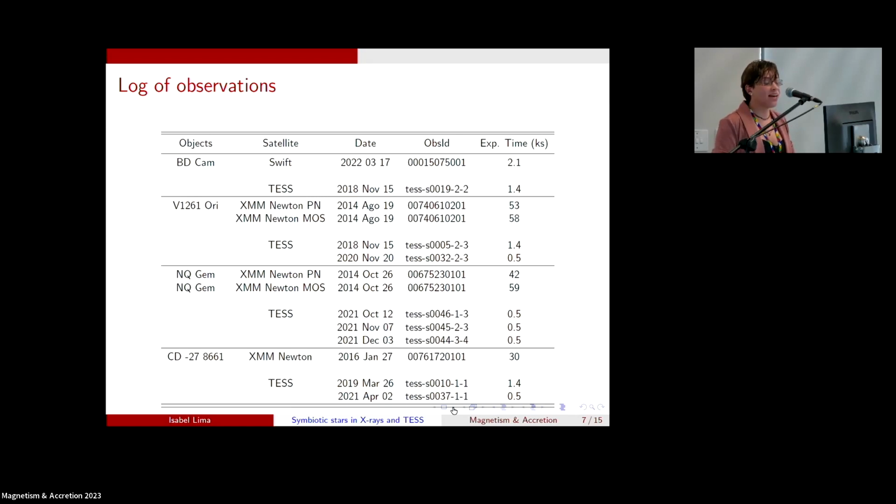Well, at the moment I'm working with these four symbiotic stars. I'm using Swift, XMM-Newton, and TESS data as well. And NQ Gem is the only one with previous results using Swift data. So for that reason, now I'm using only XMM-Newton data for it.